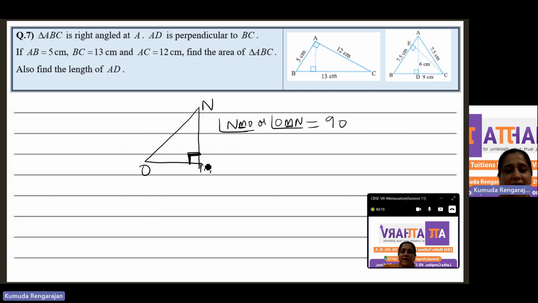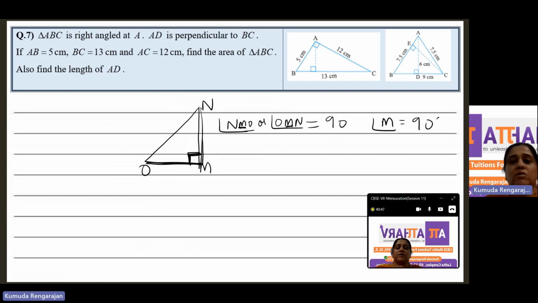That letter M should be in the middle because there the 90 degrees is formed. So you can call it OMN or NMO is 90 degrees, or you can simply call it angle M is equal to 90 degrees. You can use one letter or three letters to name an angle, not two letters. You can use only one letter M or three letters, NMO or OMN, equal to 90 degrees.